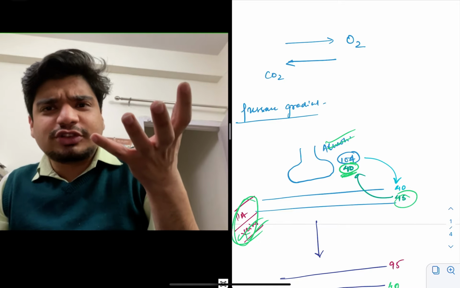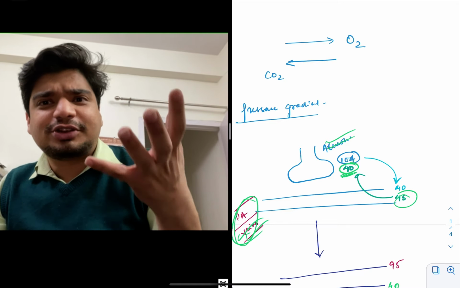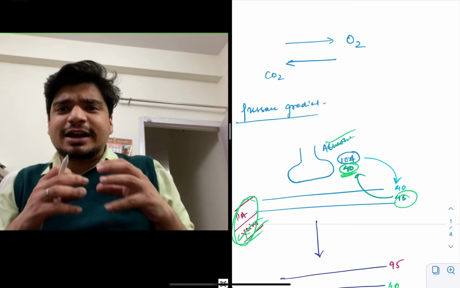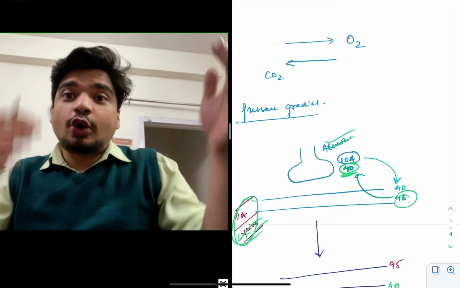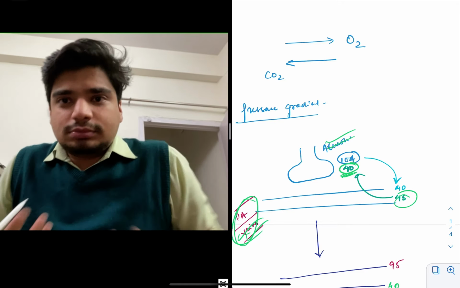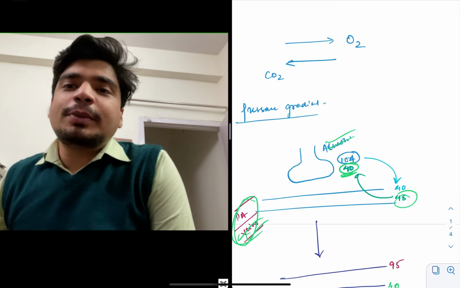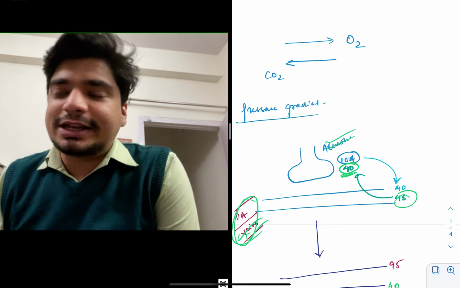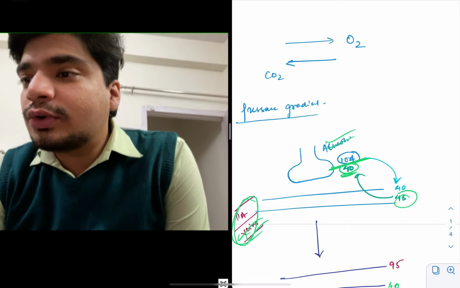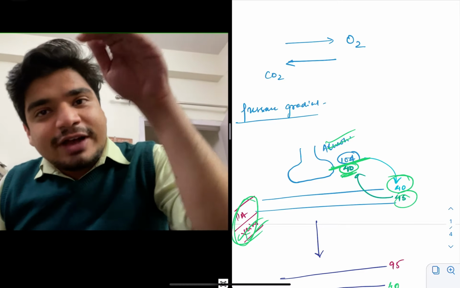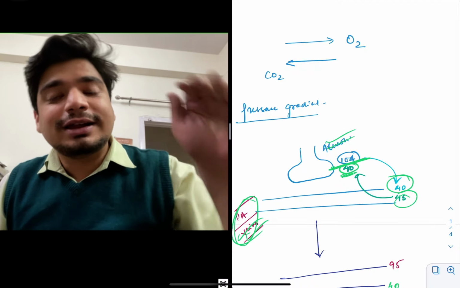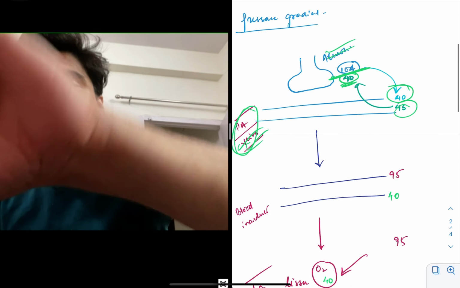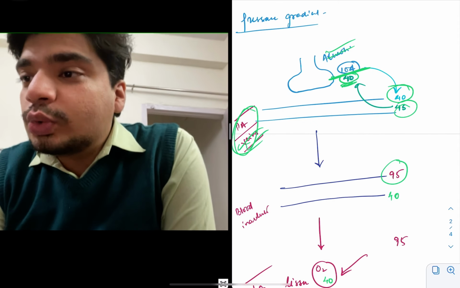Alveoli is full of oxygen. It has 104 partial pressure, while the pulmonary artery that is bringing the deoxygenated blood has just 40. So oxygen will move from the alveoli into the pulmonary artery, from a gradient of 104 to 40, and that's what you want. Finally, the blood that comes through the pulmonary veins goes to the left side of the heart and into the arteries. That will have PO2 as 95.